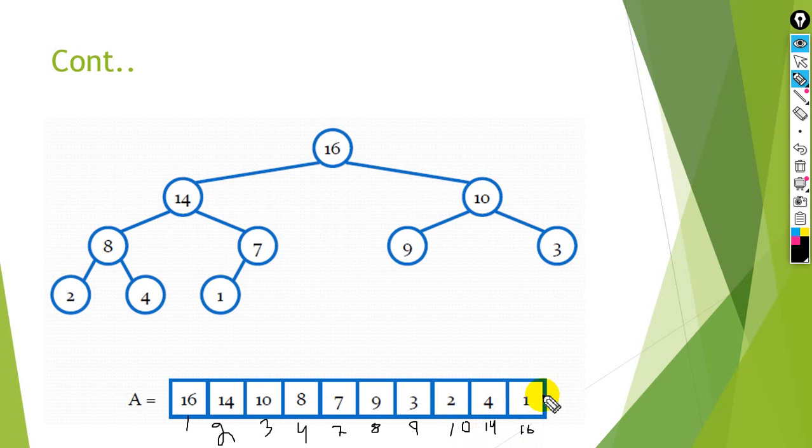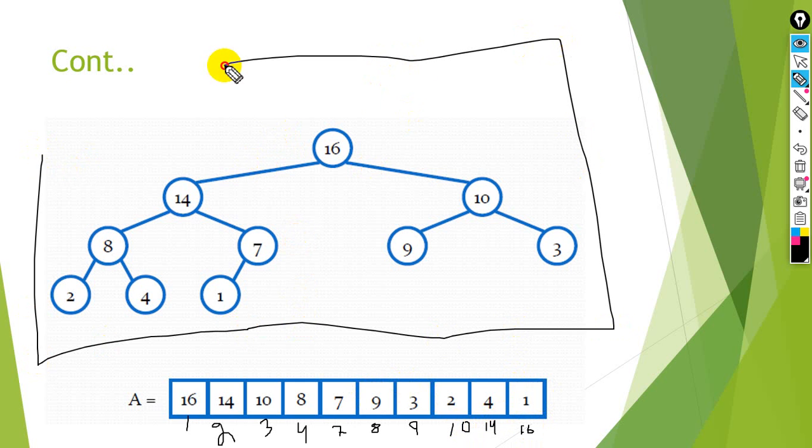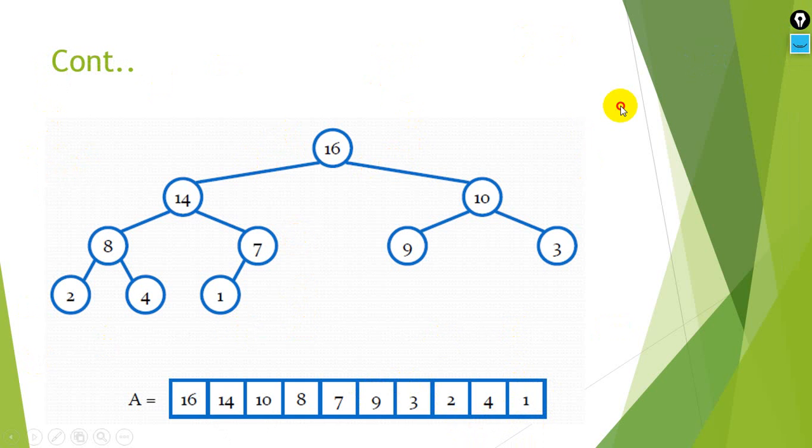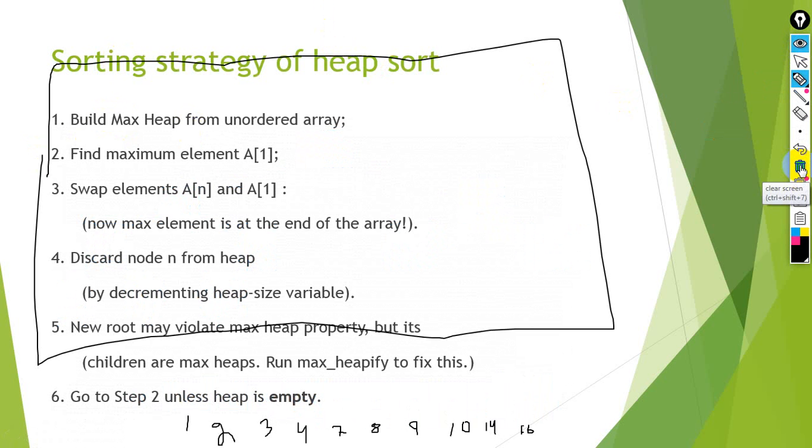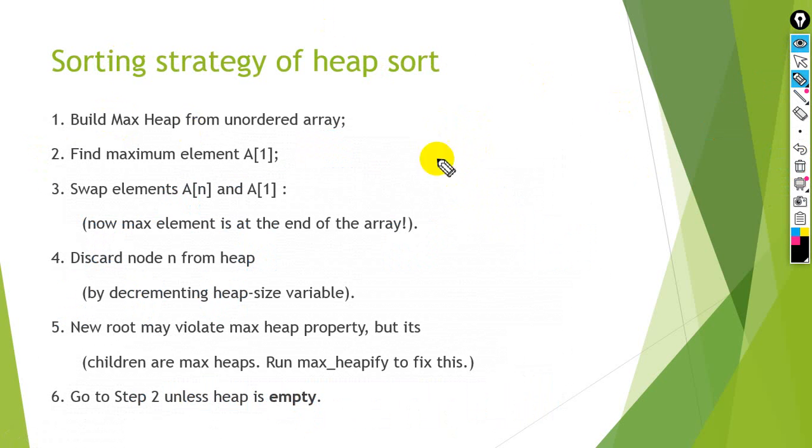Okay, so now how will we do this, and how will we sort this array by using this max heap structure? Let me just explain this. First you need to know about these steps that we need to follow, and then we sort the data of the heap.